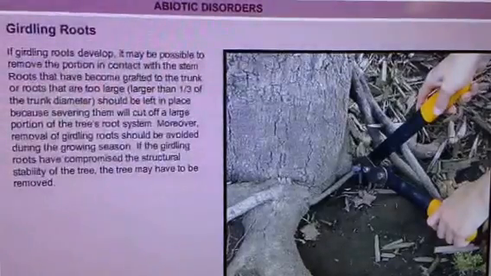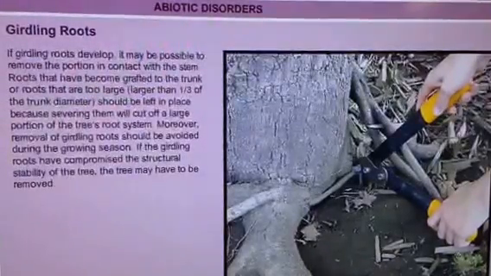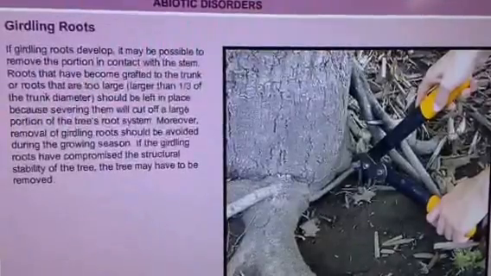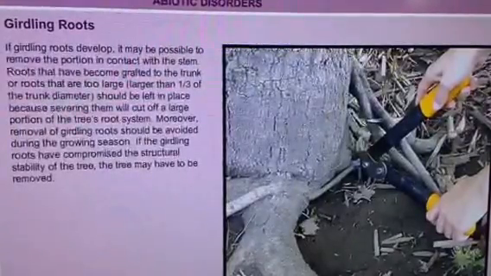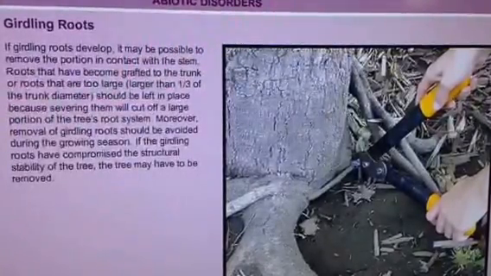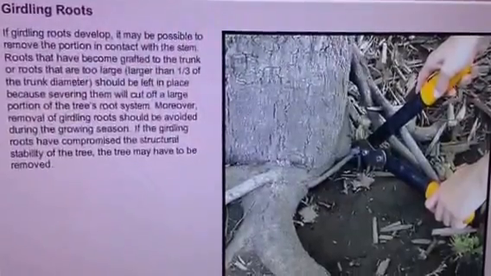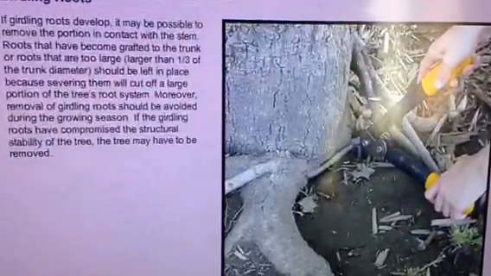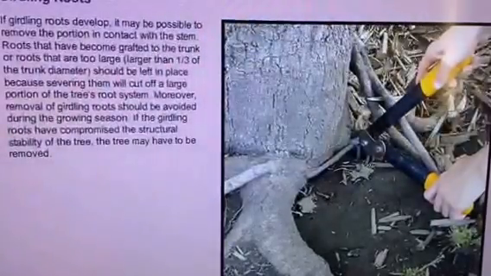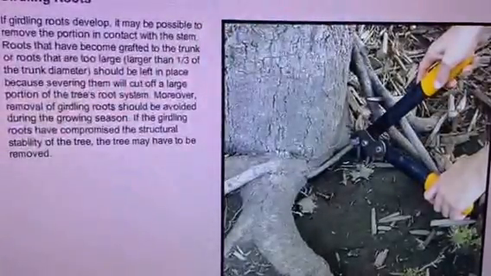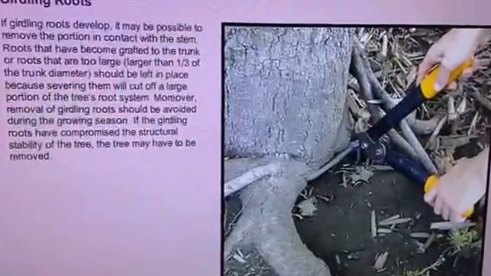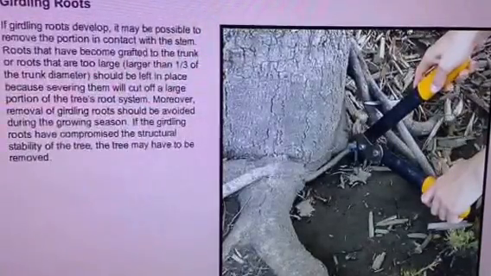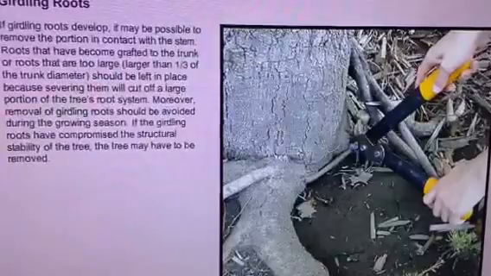If girdling roots develop, it may be possible to remove the portion in contact with the stem. Roots that have become grafted to the trunk or roots that are too large, larger than 1/3 of the trunk diameter, should be left in place because severing them will cut off a large portion of the tree's root system. Moreover, removal of girdling roots should be avoided during the growing season. If the girdling roots have compromised the structural stability of the tree, it may have to be removed.